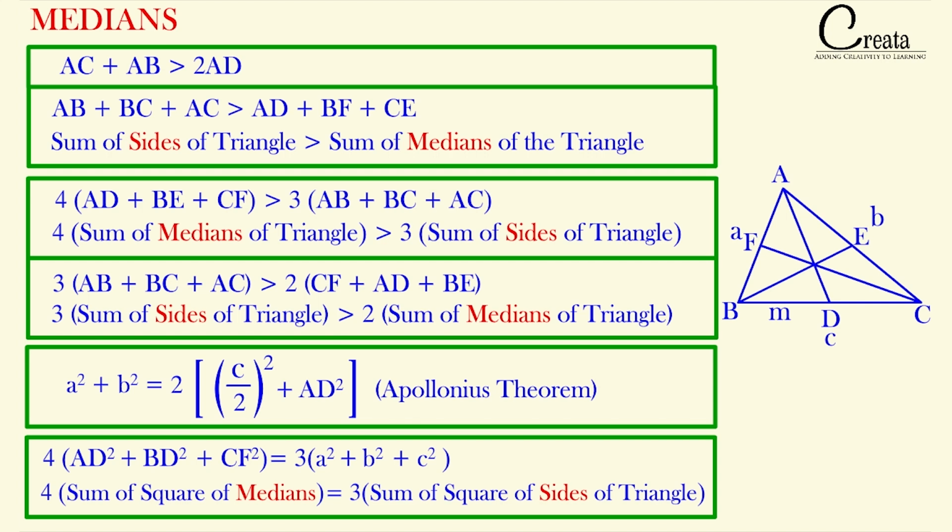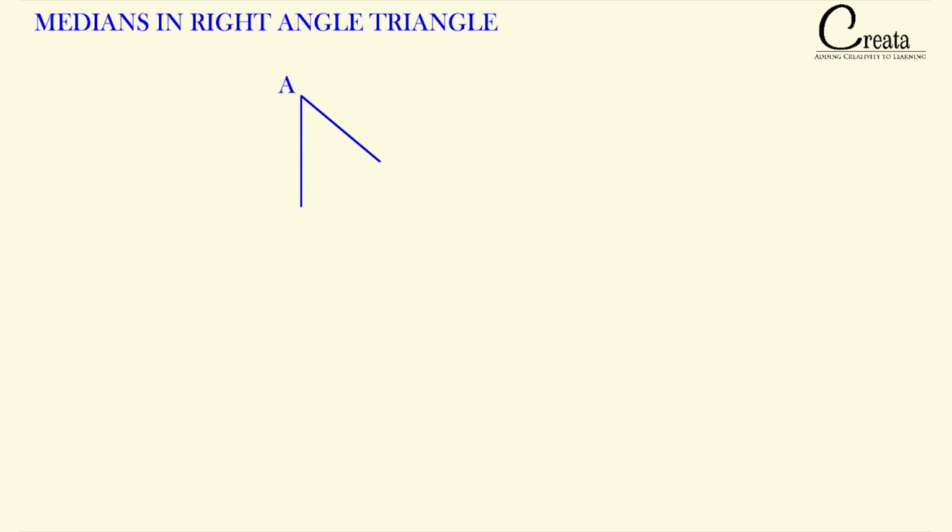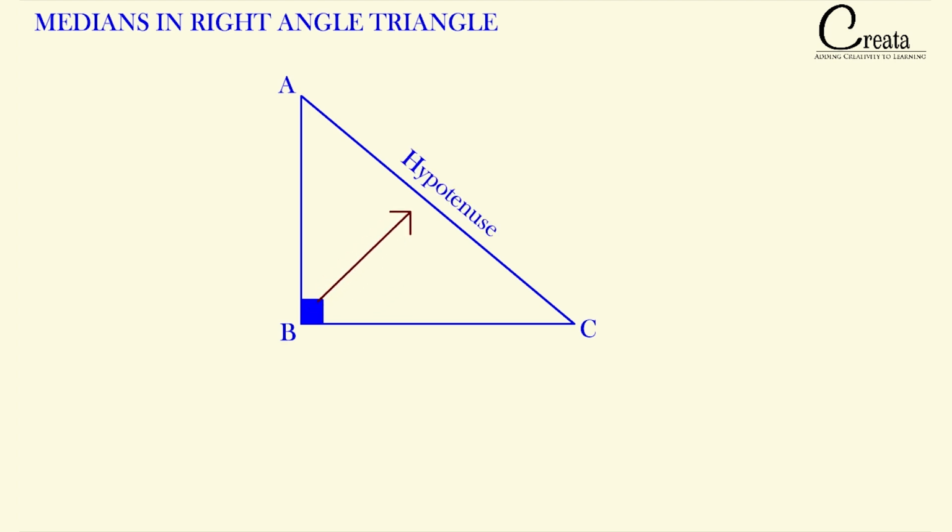Moving further, now we will take the special case related to the medians. The first case that we will take is the medians in a right angle triangle. Let's take a right angle triangle ABC which is having a right angle at angle B. Here AC is the hypotenuse for this triangle. Let's take a median BD. BD is a median, so D will be the midpoint of the side AC or the hypotenuse AC.